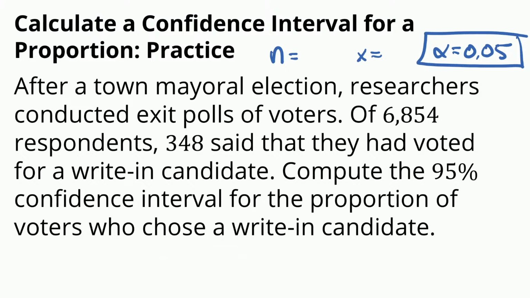Okay, let's get another volunteer. Will, which one of those do you want to do, N or X? What number is N? Yeah, the big number, 6854. Very good, thank you so much. And then Joshua, do you know what X is? 348. Those are the ones who said yes. So very good, 348.